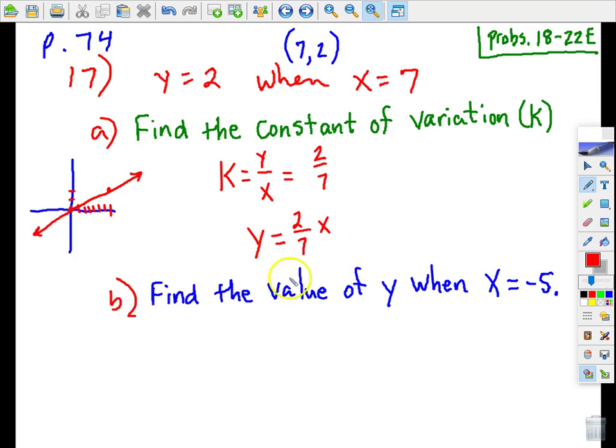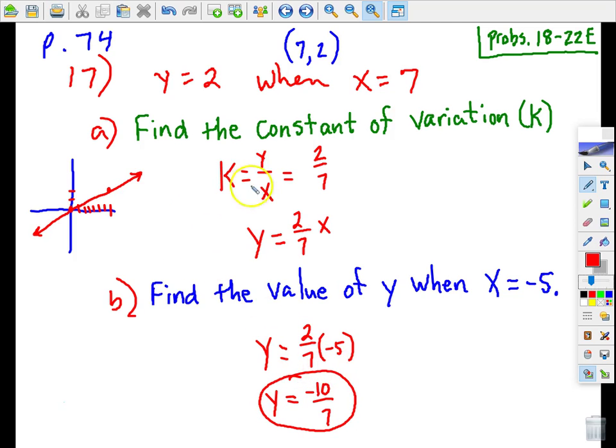All right, so that makes answering letter B pretty easy. Let's find out what the output is, or in other words, let's find y when we do the input as -5. Well, let's see. Output given an input of -5. That means our y, which is what they're asking us to find, is -10 over 7.